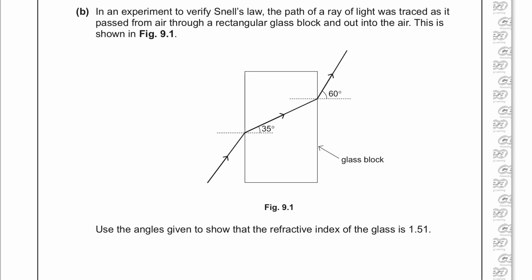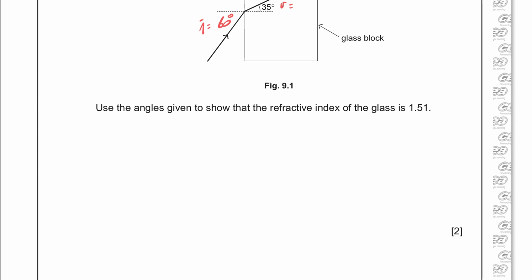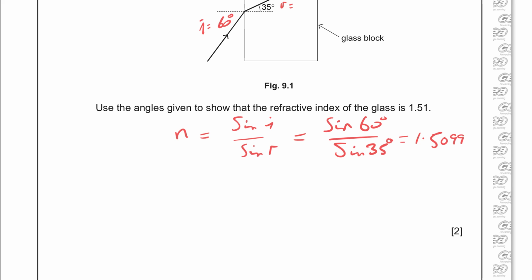So if this is a parallel-sided glass block, then this here is going to be 60 degrees. And this here is going to be 35 degrees. So we can take this as our angle of incidence here, and this is our angle of refraction here. And so we can do sine i over sine r and get a refractive index. That's going to be sine 60 over sine 35, and that comes out to be 1.51.